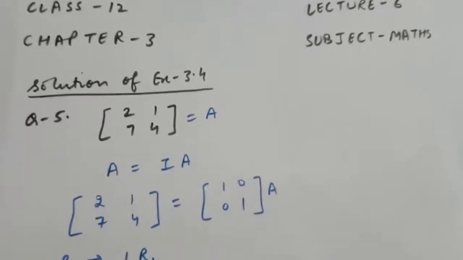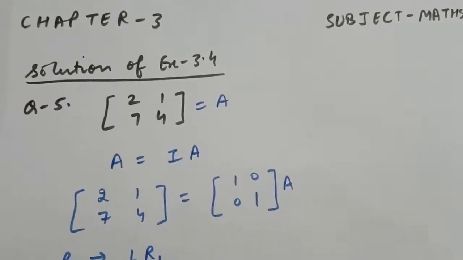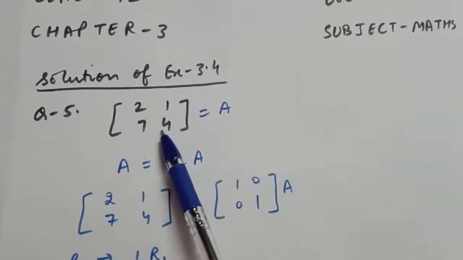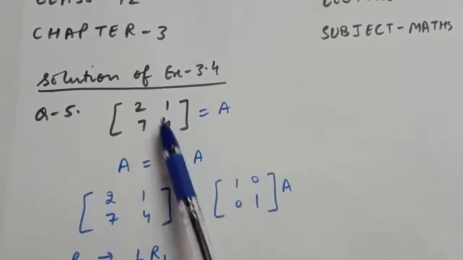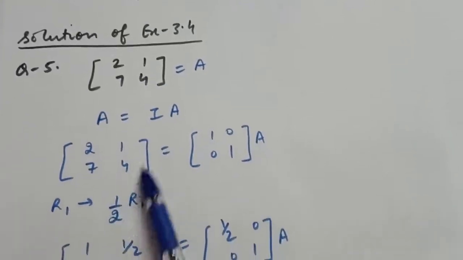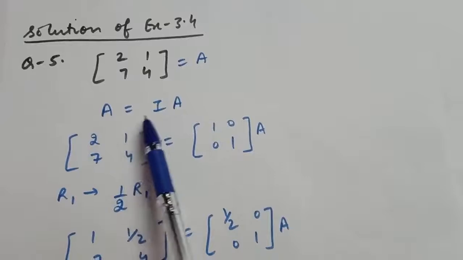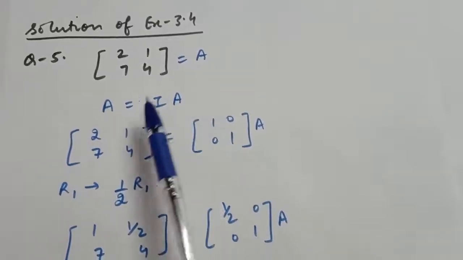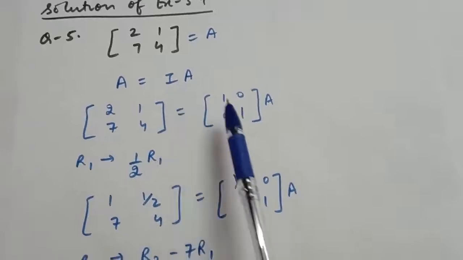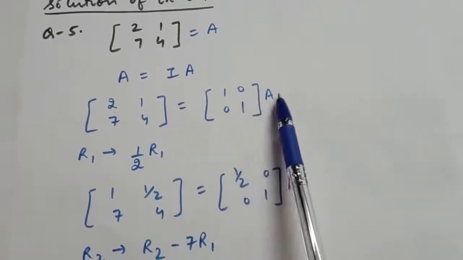So, first of all, we will discuss exercise 3.4. Question 5 is: A is the matrix given, and you have to find the inverse of this matrix. So, writing A as A is equal to IA. A is this matrix, equal to the identity matrix into A.